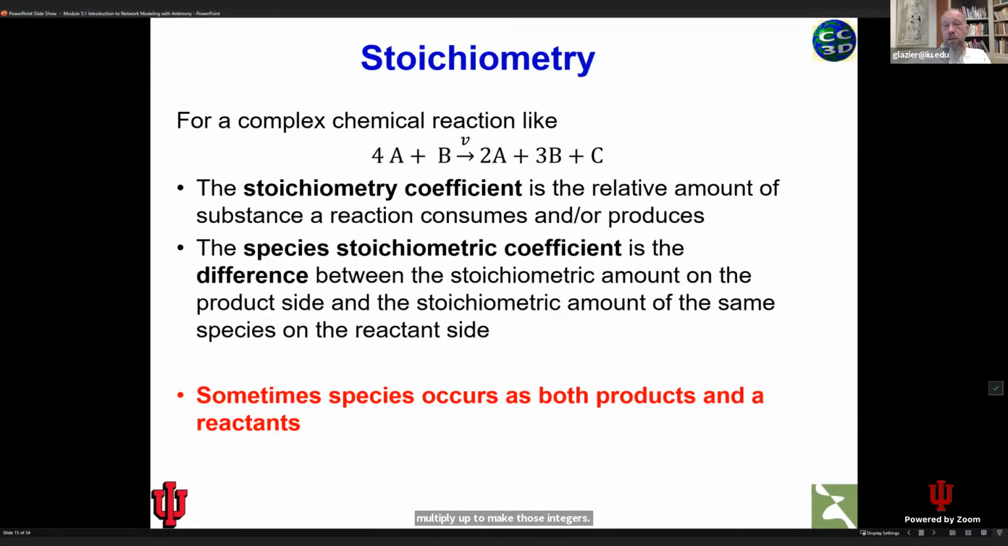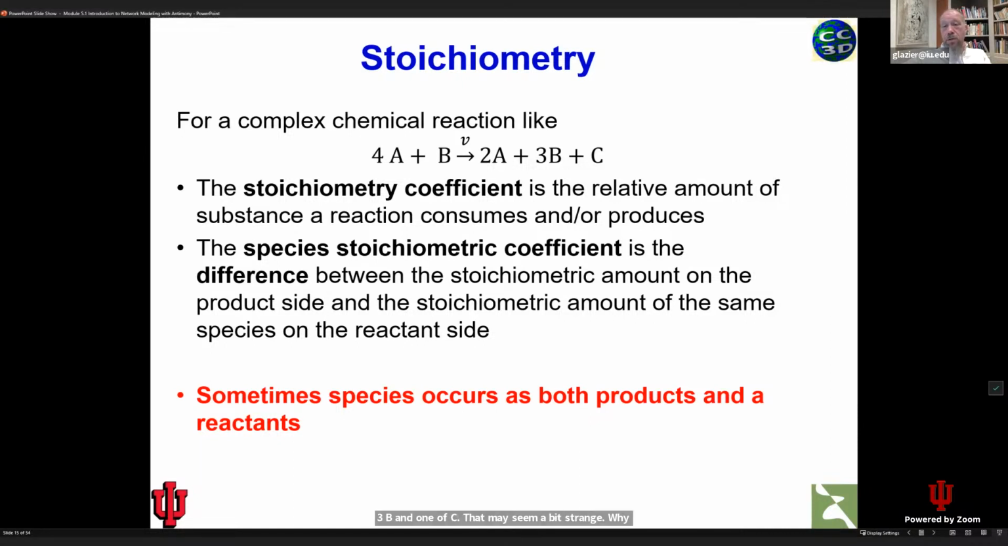So in this case, 4 molecules of A and 1 molecule of B, 4 atoms of A and... I should be careful, it is molecules here. I was thinking of H2O, so that's why I was thinking atoms. 4 molecules of A and 1 molecule of B produce 2 molecules of A, 3 of B, and 1 of C. That may seem a bit strange.